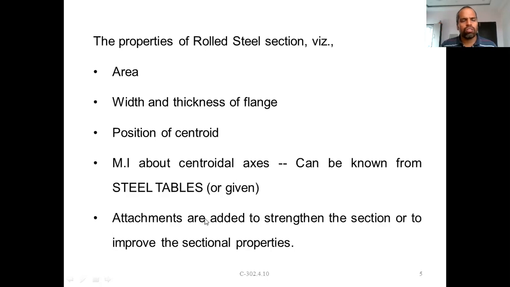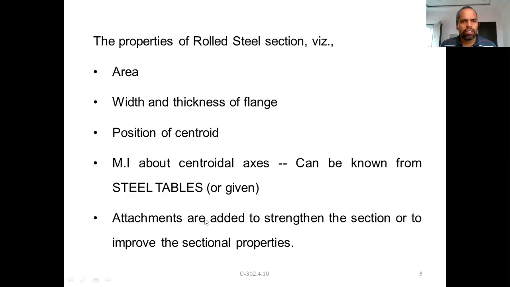So what we do is combine two or more members, like a combination of two channels, channels with plates, an I section with two plates, or one plate at the top only, or only one plate at the bottom. Like this, it depends on our site requirements and design requirements. Accordingly we will design the section in such a way that it takes the required load.